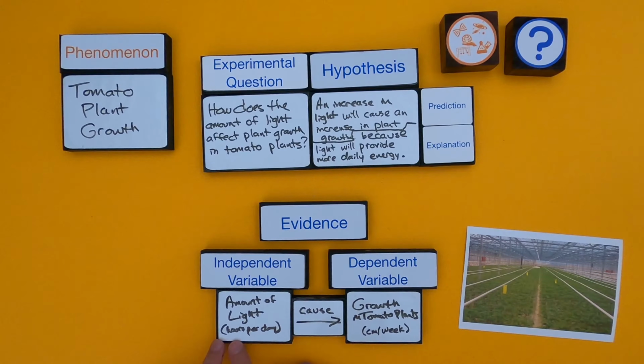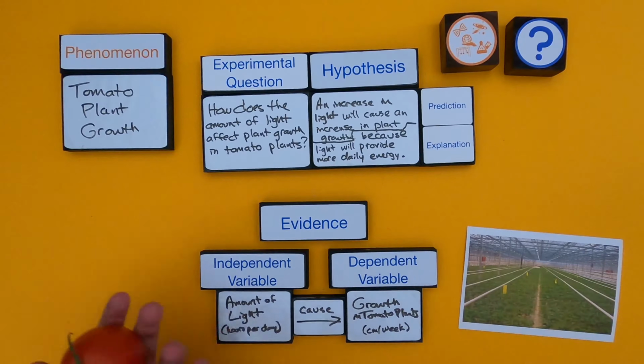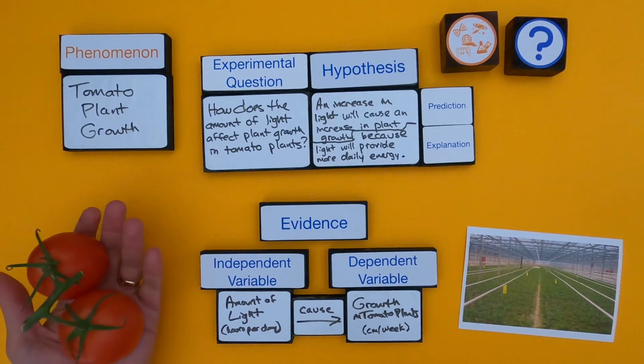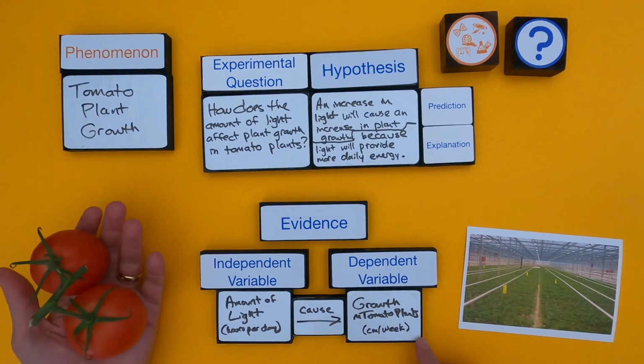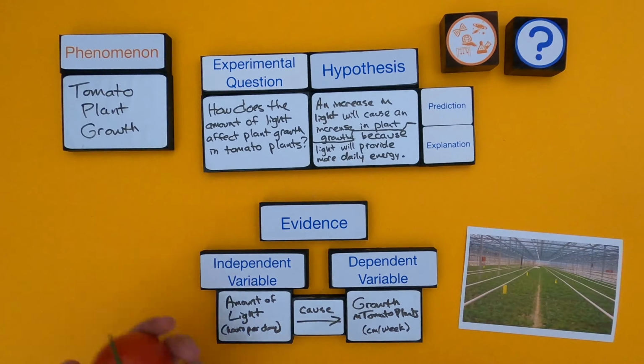So I said amount of light in hours per day, and then I said growth in tomato plants in centimeters per week. I was originally thinking, man, these are heavy, so it'd be fun to get the mass of tomatoes and how they change. But then I was thinking, if I'm taking the mass throughout this experiment, I'll probably kill the tomatoes when I put them on the scale. So you want to be realistic in the independent and dependent variable.